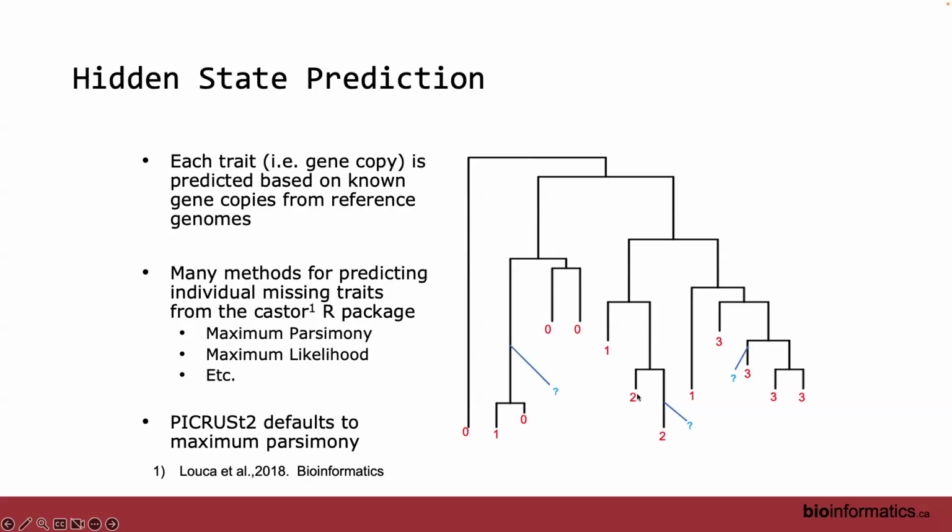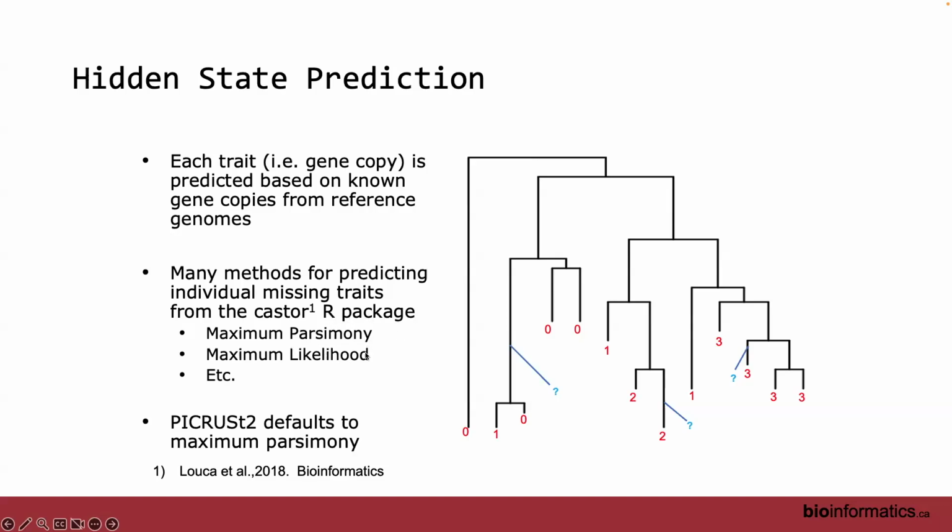Okay. And so if we looked at this example, using various approaches to do this hidden state prediction, just looking at it, you can make a guess that, oh, well, these are all three. The most likely candidate here for this gene copy number would be 3, right? This one is likely to be 2 because these are both 2. And this one over here, well, that's somewhere between 0 and 1. And then that happens for every gene family. And there's lots of different ways to do that.